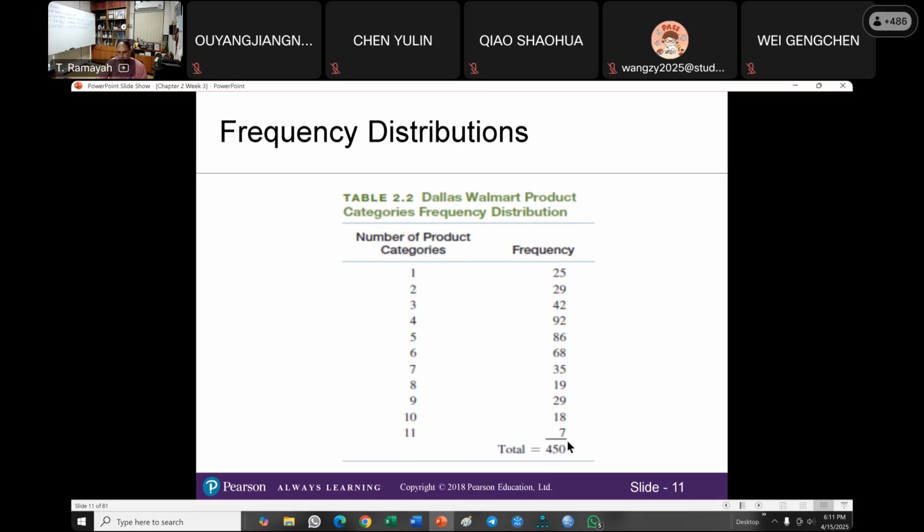We have product category number 11 here, right? This is bought to a very little extent. So maybe you want to reduce the stock of this product category. So that is some of the decisions that can be made by a company based on this frequency distribution.